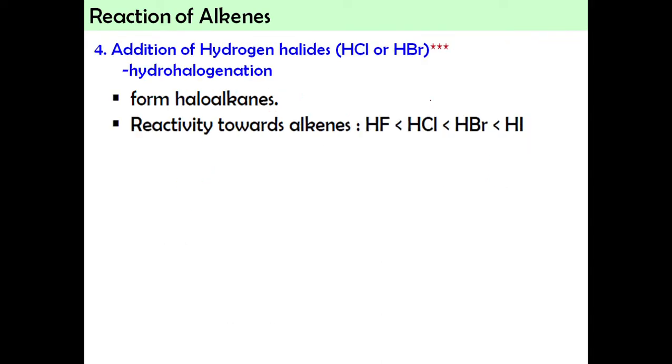We move to the next reactions, the fourth reactions, addition of hydrogen halides. So for this one, we're going to add H and halogen. So the name of the reaction is hydrohalogenation. Awak menambahkan hydrogen dan halogen ke dalam alkene. Kenapa ada star ni? Because these reactions have mechanism yang kita akan tengok di video yang seterusnya. Okay, so these reactions will form haloalkanes. The reactivity towards alkenes: HF, HCl, HBr dan HI. So HCl dengan HBr adalah common hydrogen halides yang kita akan guna.